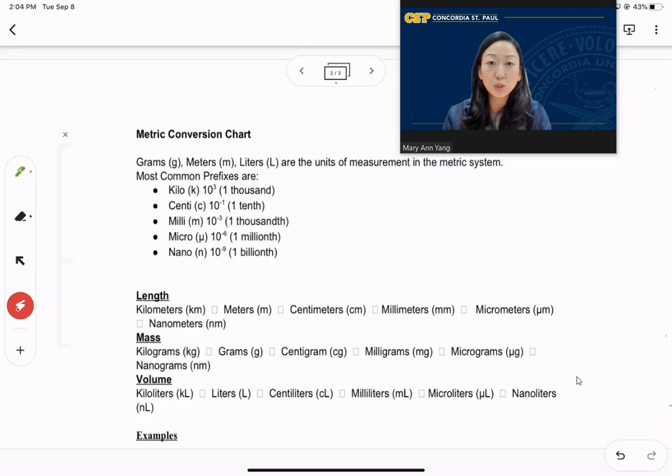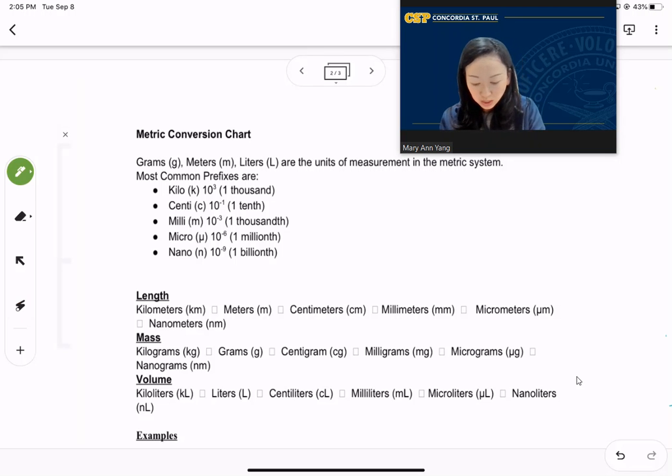Another thing is we're going to measure very minute amounts of liquid throughout the semester. And most likely you're going to use this ability in advanced classes in science. So you need to know how to do unit conversions.